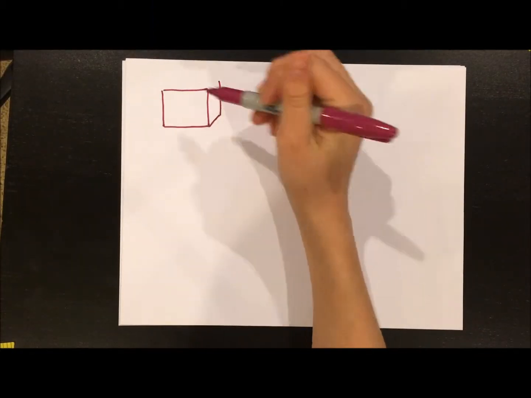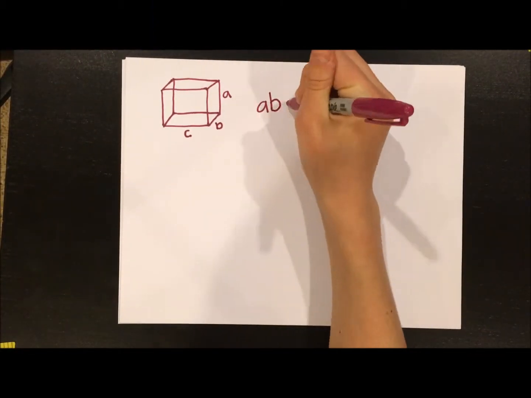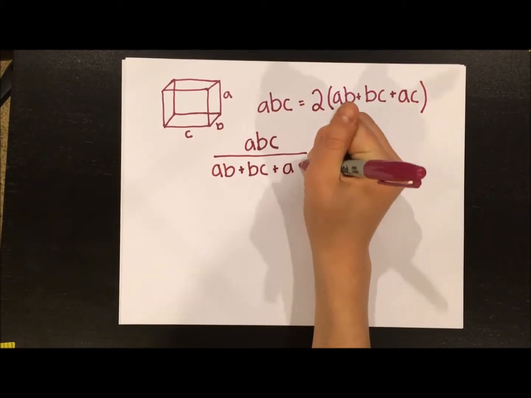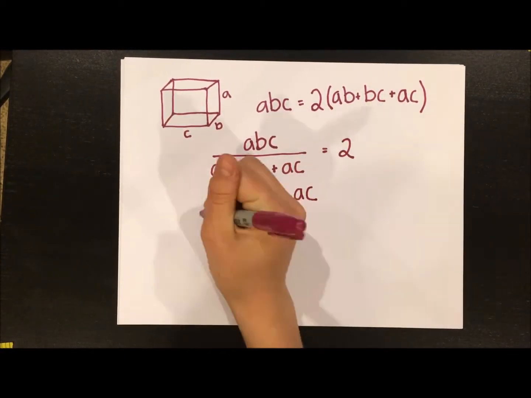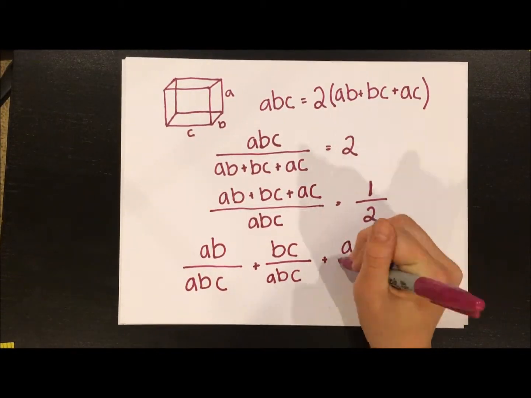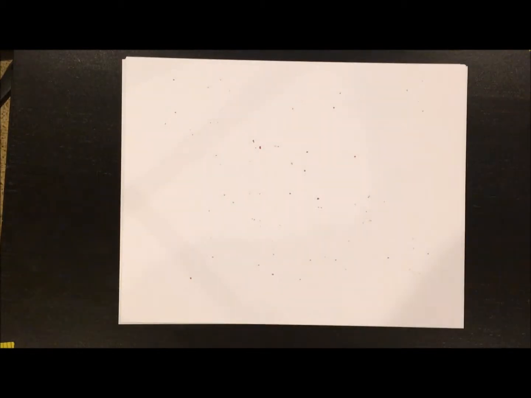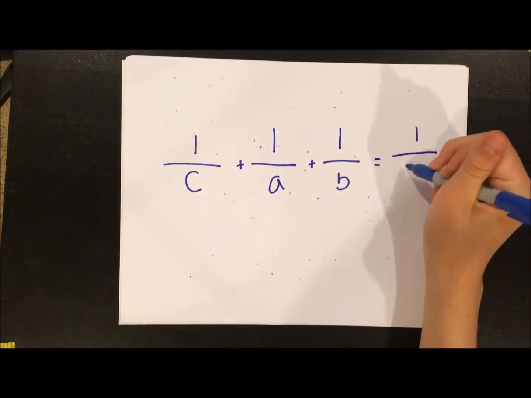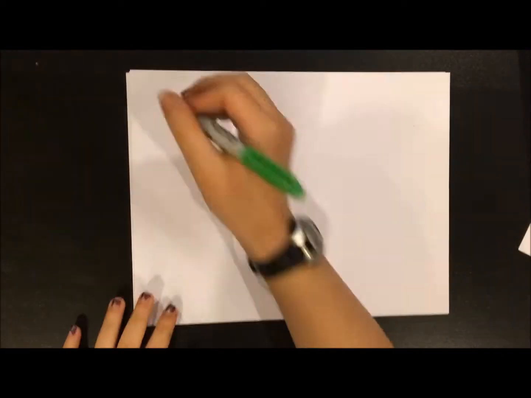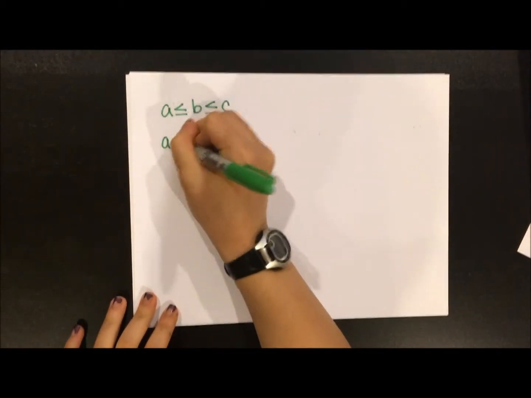Let's name the side lengths A, B, and C. The surface area of this prism would therefore be 2 times the quantity of AB plus BC plus AC. Simplified, this is 1/2 equals 1 over A plus 1 over B plus 1 over C. We can establish an upper bound for possible values of A, B, and C without loss of generality, since our variables are interchangeable. In other words, A is less than or equal to B, which is less than or equal to C. Let's try A equals 7.